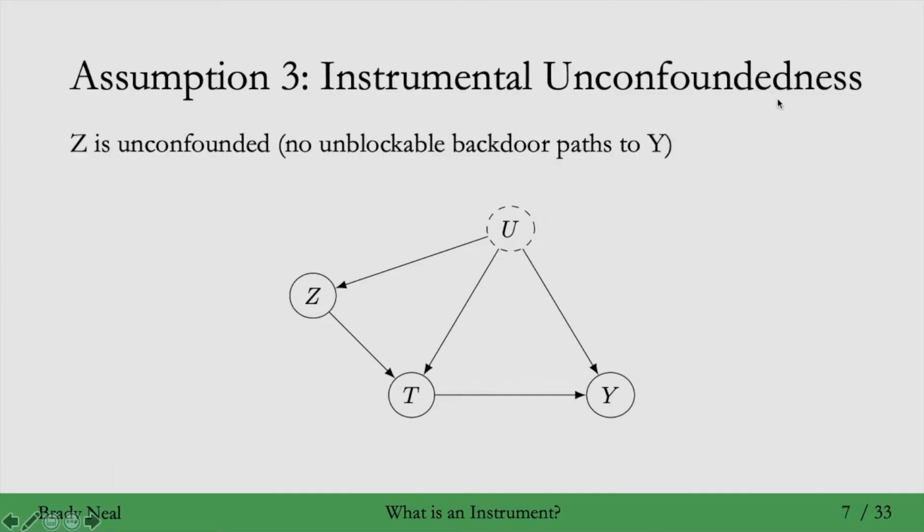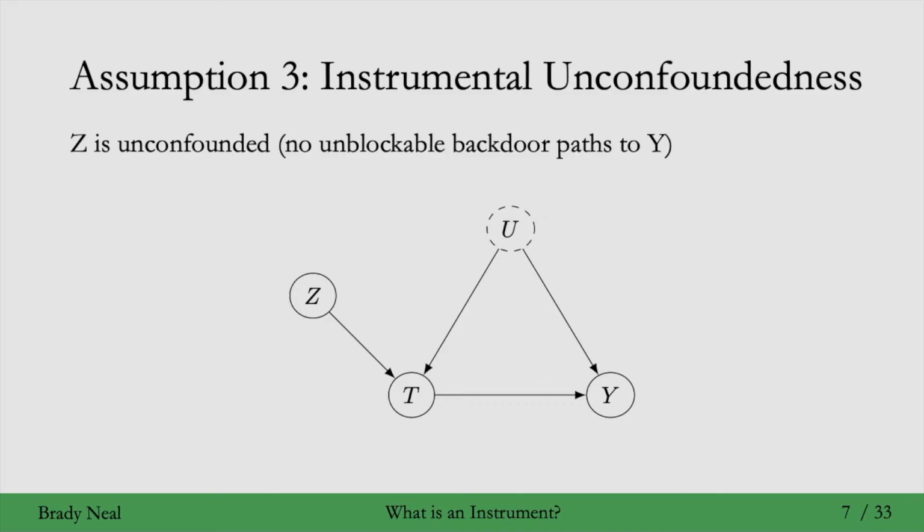Then the third assumption for Z to be an instrument is what we'll call instrumental unconfoundedness. That means that the effect of Z on Y is unconfounded. In other words, there are no unblockable backdoor paths to Y. So in this graph, we have a backdoor path from Z to Y, which is Z to U to Y. And because U is unobserved, we can't block that backdoor path. So we don't have instrumental unconfoundedness in this graph. We have to remove more edges to get it. If we remove this Z to U edge, then instrumental unconfoundedness is satisfied.